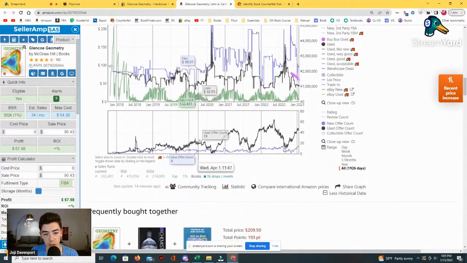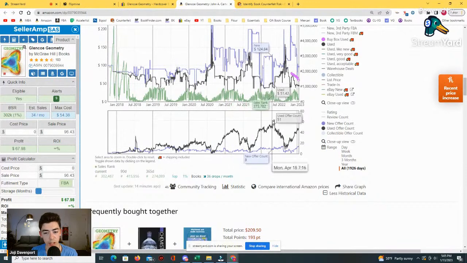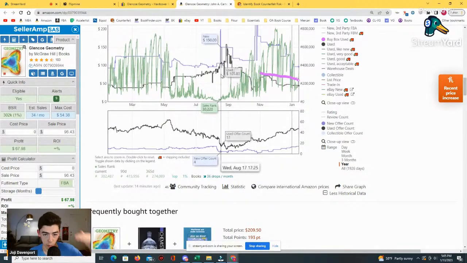But look at how crazy this used offer count is. Back in 2020 it went up to 20, then all the way down to 5, went up to 42 the next year, went all the way back down to 4, then back up to 52 and back to 15. So I see a general trend that the used offer count is going to trend upwards, but it basically looks like whenever it comes time for July, August, September, the price of this book goes up.